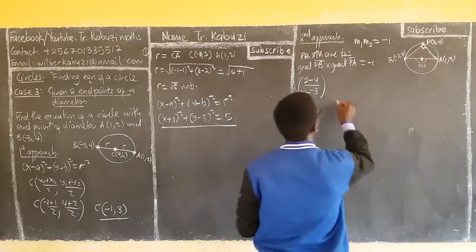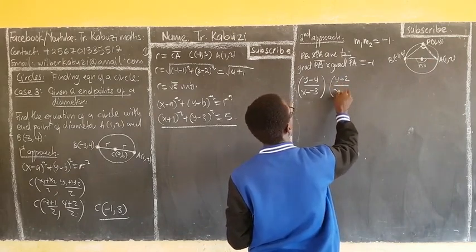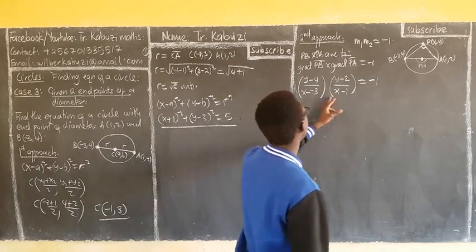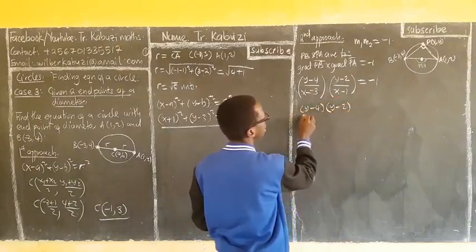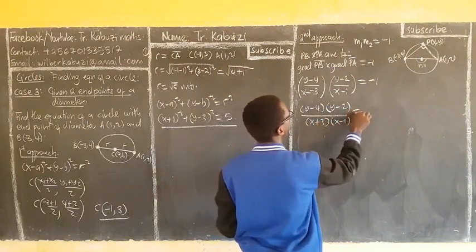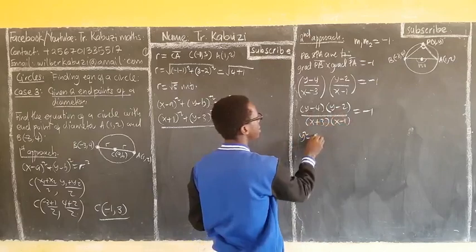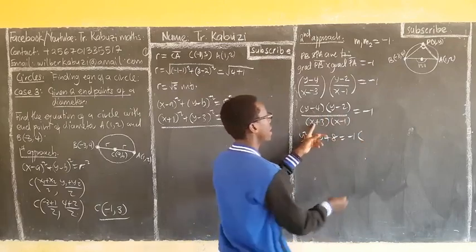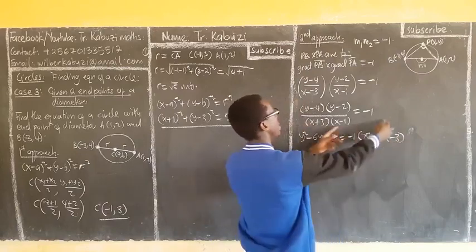When I multiply them with the gradient of PA, which is (y minus 2) over (x minus 1), this will be negative 1. So I have (y minus 4)(y minus 2) over (x plus 3)(x minus 1) equal to negative 1. Let us expand here: y squared minus 6y plus 8 on top, and x squared plus 2x minus 3 below.